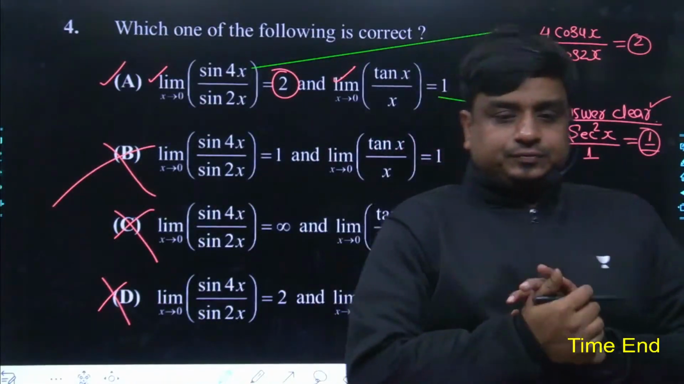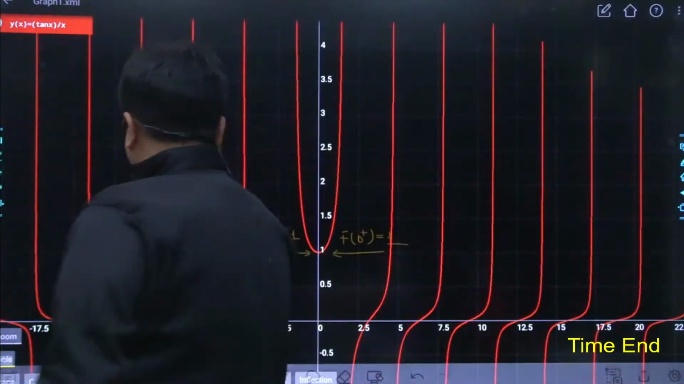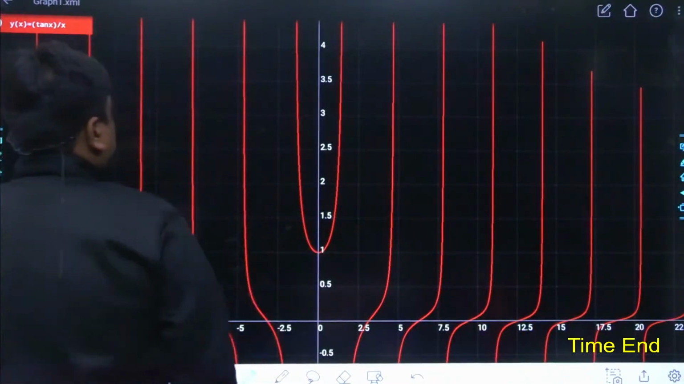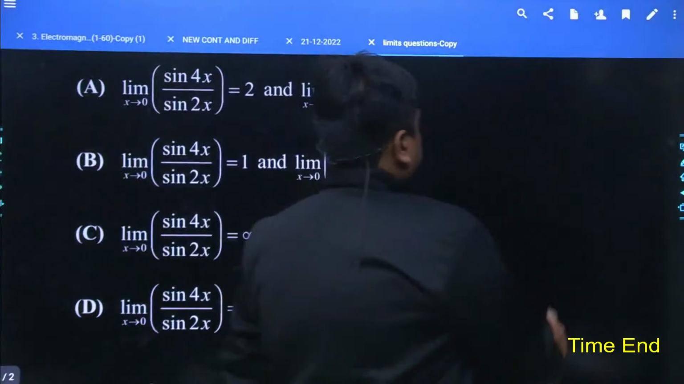Is that part clear? So I think it's been the right time. I should also be taking the next question as well. So here comes the next question. Just a minute. Yeah. Here comes the next question.